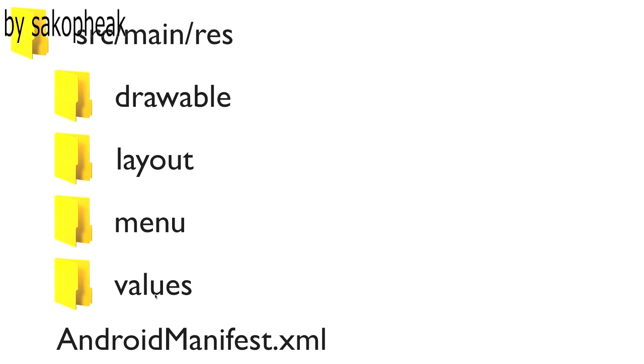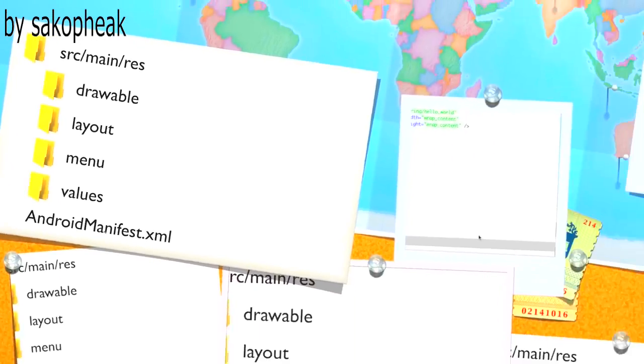You're going to have values down here, which is going to store standards for your application like text, colors, dimensions, styles, and a whole bunch of other different things. And then finally, you're going to have an Android manifest, which is basically going to provide information about your application so that the Android device is going to be able to run it. Alright, so that's all we need to do right now. Let's jump over. Our project should be ready to go.